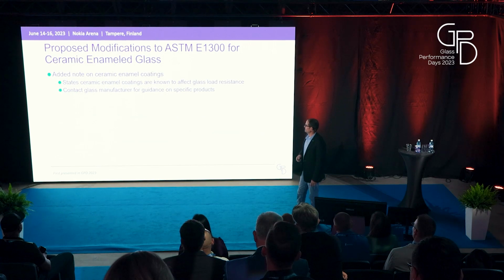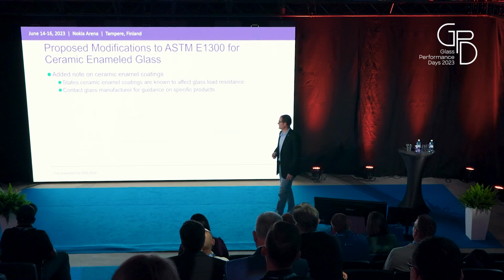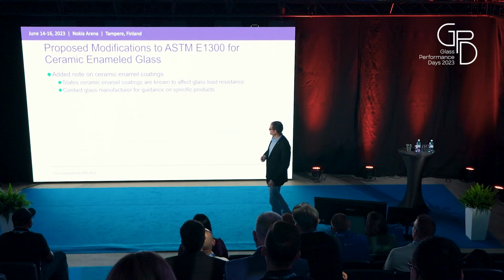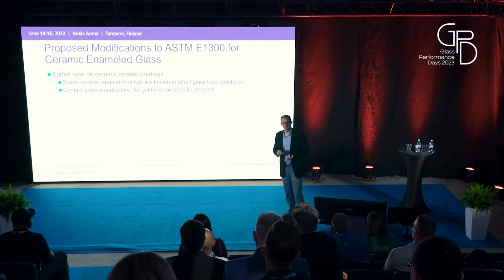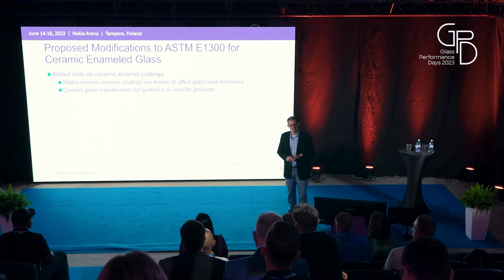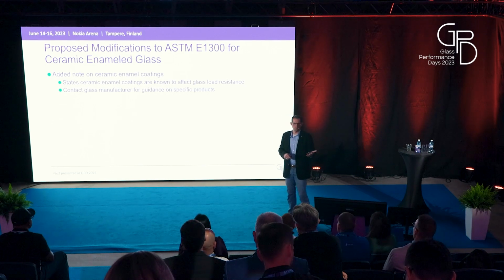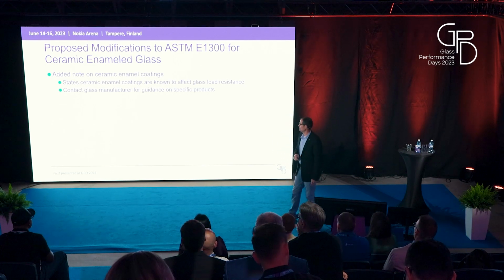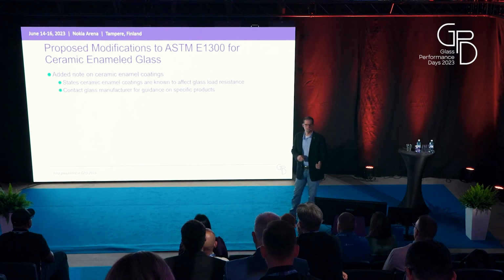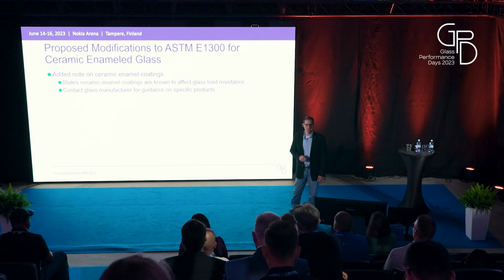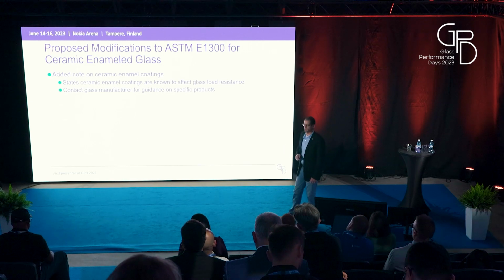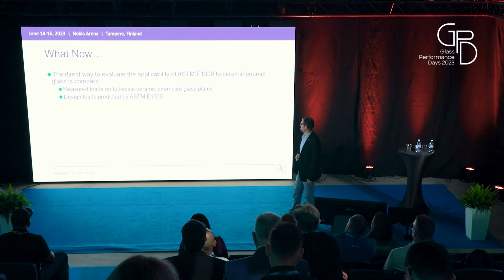What has developed is there's going to be a note added in the next revision, and it's going to essentially state that ceramic enamel is known to affect the strength of glass, and you should contact your manufacturer to figure out what that means. Now, the question is, what does the manufacturer do with this information if somebody calls them and asks? And so that's what we're kind of laying out here today.